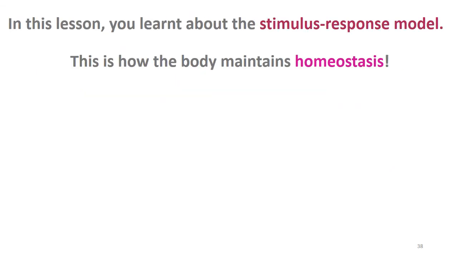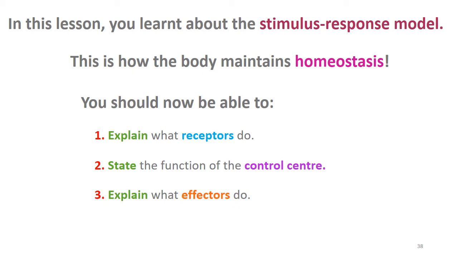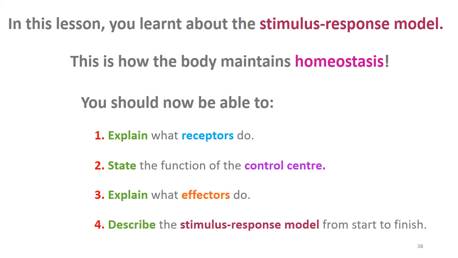In this lesson, you learned about the stimulus response model. This is how the body maintains homeostasis, or a balance. You should now be able to: 1. Explain what receptors do. 2. State the function of the control centre. 3. Explain what effectors do. And 4. Describe the stimulus response model from start to finish.